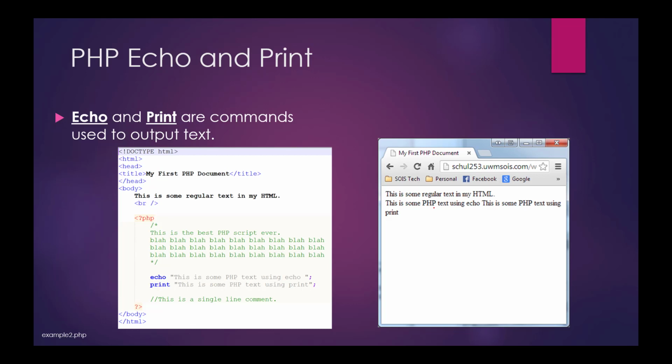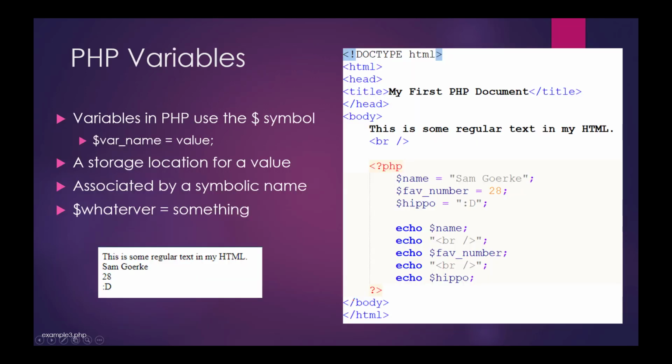PHP variables. So again, you learned what variables were in your Python class or hopefully some other class, but basically it's a storage location for a value of some kind. In PHP, variables are given the special symbol, the $ sign. So the general syntax for a variable is you say $, whatever your variable name is, you can name it whatever you want, equals, and then you give it a value, whatever you want that variable to be equal to, and then end it with a semicolon because all PHP lines need to end with a semicolon.